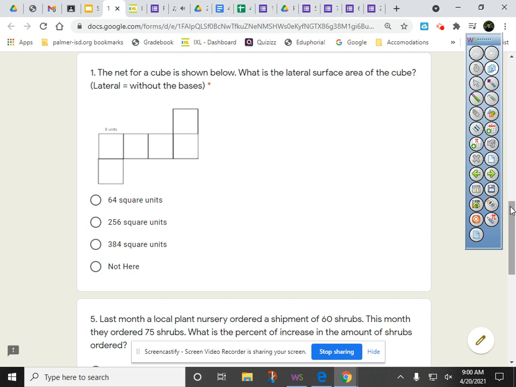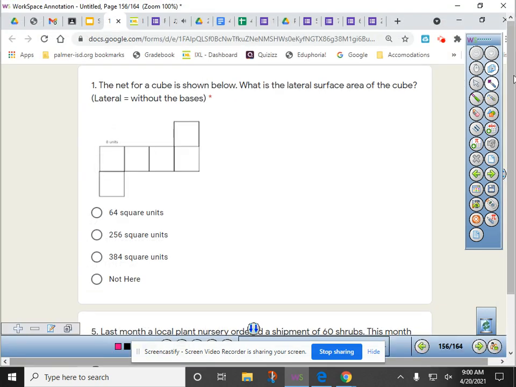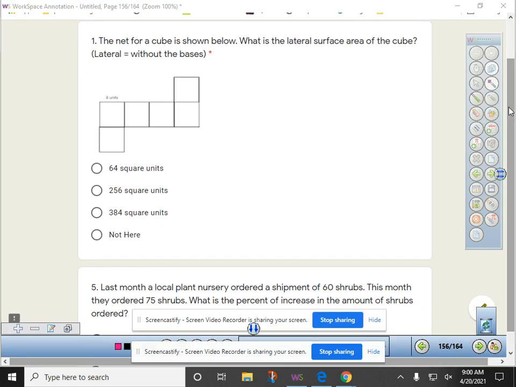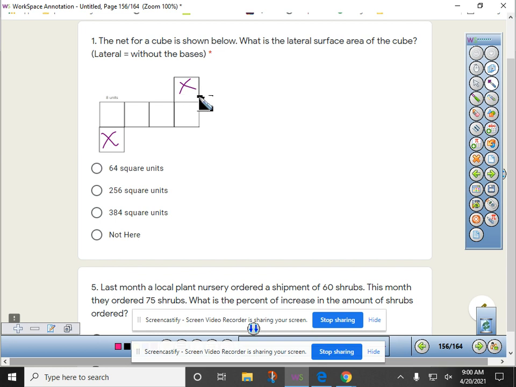The net for a cube is shown below. What is the lateral surface area of the cube? Lateral means without the bases. This is a cube. What do you know about all the sides of it? They're all the same. So I'm just going to mark off the 2 odd looking ones. This is 8. What is the measure of this one? 8. So that would be how much? 64. And how many are there?